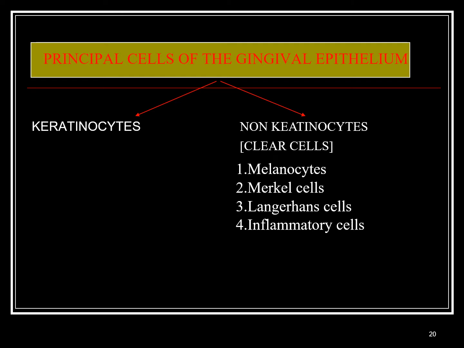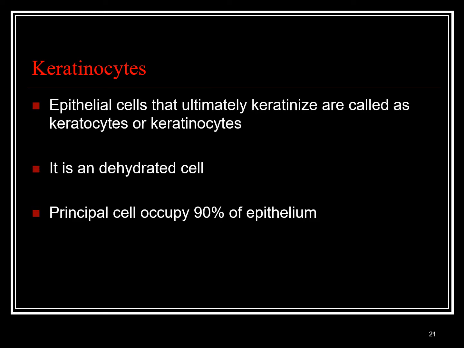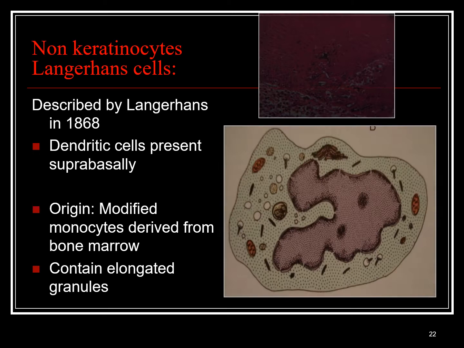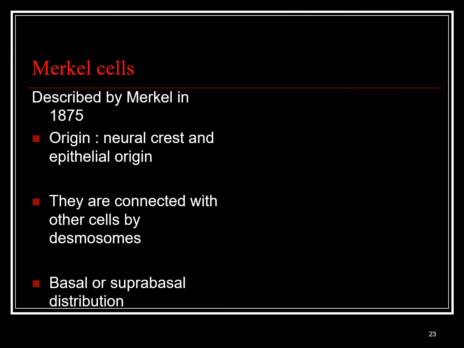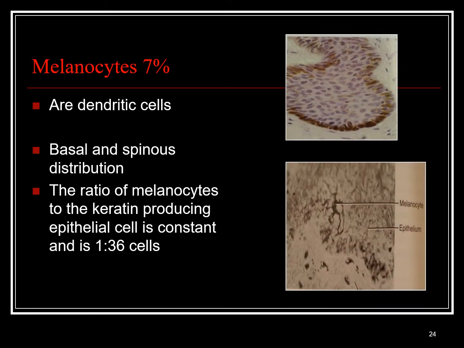The non-keratinocytes are the melanocytes, Merkel cells, Langerhans cells, and the inflammatory cells. The keratinocytes are the epithelial cells that ultimately keratinize and are called keratinocytes. It is a dehydrated cell and the principal cell of the gingival epithelium. The non-keratinocytes are the Langerhans cells, the Merkel cells, and the melanocytes, which give the brownish discoloration to the gingiva.